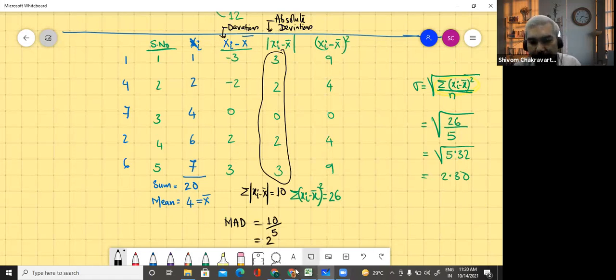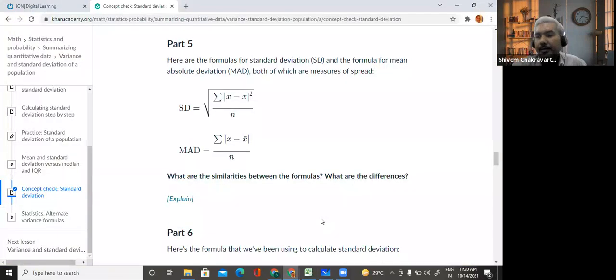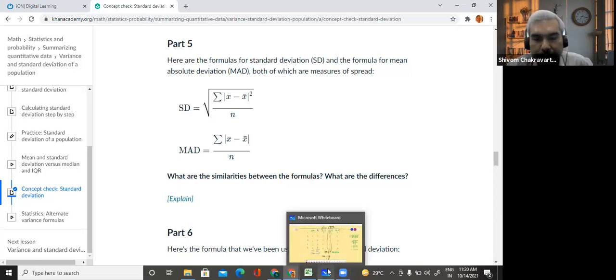So now coming back to the question. Here are the formulas for standard deviation and the formula for mean absolute deviation, both of which are measures of spread. Both show, on average, how far each data point is from the mean of the data. What are the similarities between the formulas and what are the differences?